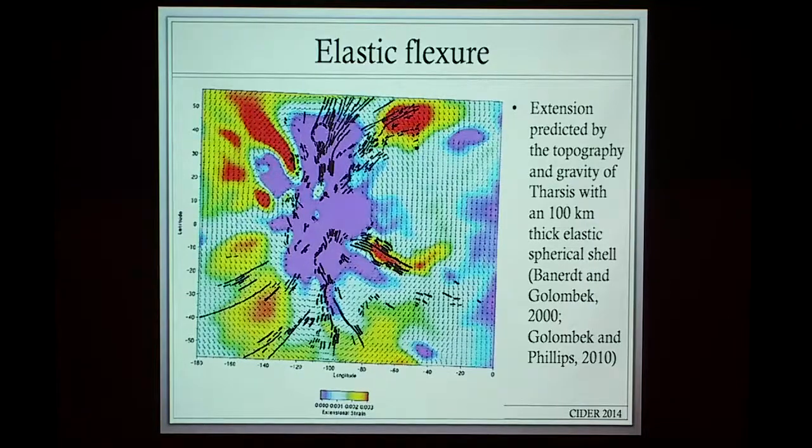And essentially, in this simple model, you take the topography and gravity of Tharsis today, you take a 100 kilometer thick spherical shell, and you can match the orientation of most of these features. So really, in terms of global tectonics, Mars is Tharsis. And that's pretty much what you have for most of the planet.